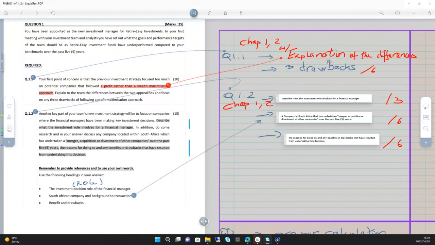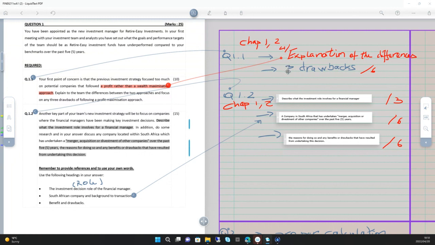So you give me that difference between a profit maximization approach and a wealth maximization approach. And so as I put it here, that will be 4 marks. So if you can give me a good contrast between the two, you'll have 4 marks.